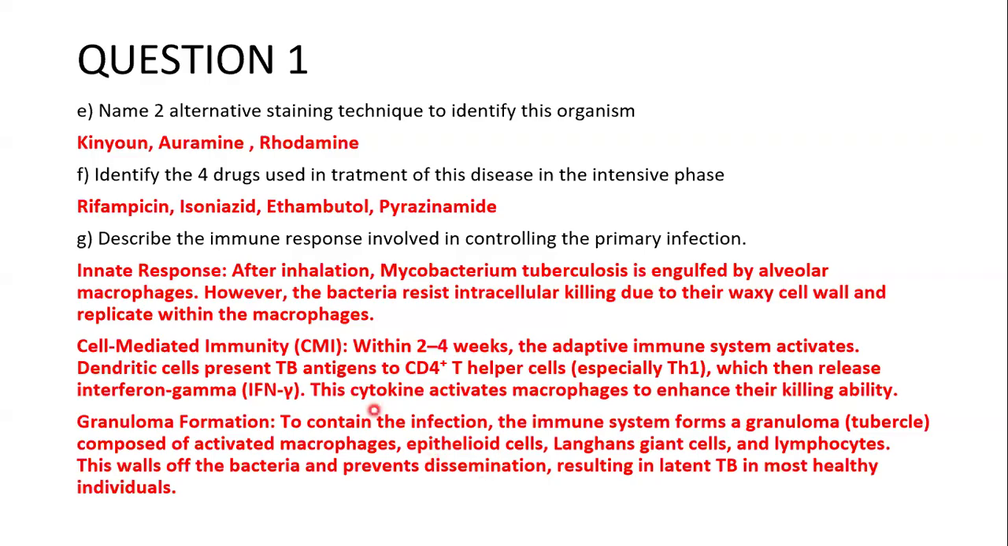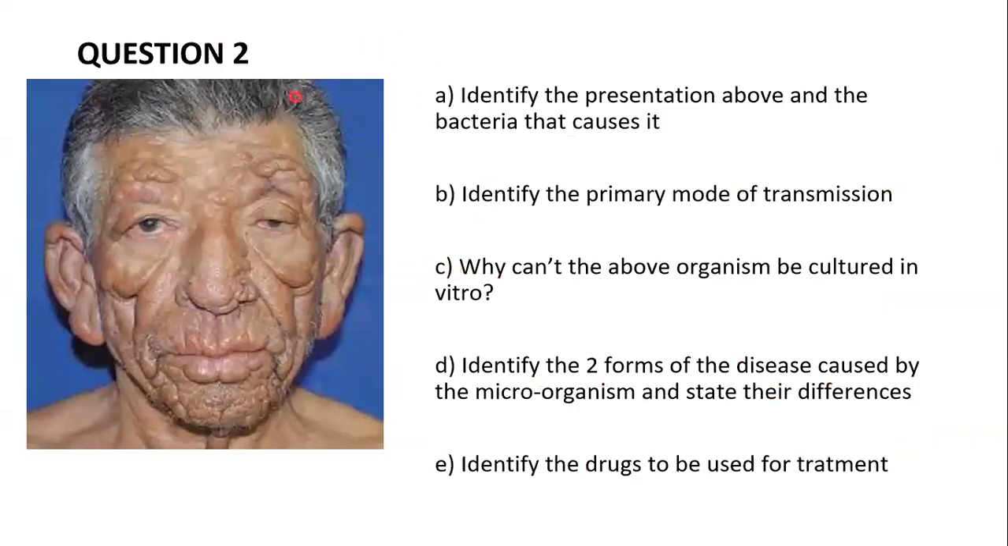So the marking points, if you're asked about the immune response in controlling TB, you have to mention the innate response, where it goes and hides within the macrophages. Then cell-mediated immunity is activated, leading to granuloma formation. I hope that's clear. This is something very good to know because it can also come up in an essay. Then we go to number 2. You can see the appearance of this patient. Identify the presentation above and the bacteria that causes it.